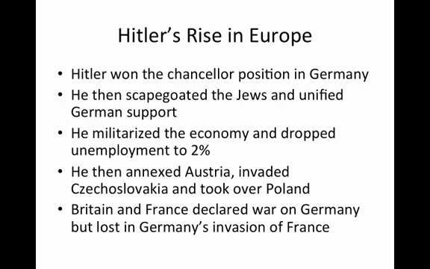Hitler won the chancellor position in Germany. He then used this power to scapegoat Jews and unify the German support. He militarized the economy and dropped unemployment all the way down to 2%. Then he expanded outwards, annexing Austria, invading Czechoslovakia, and eventually taking over Poland.